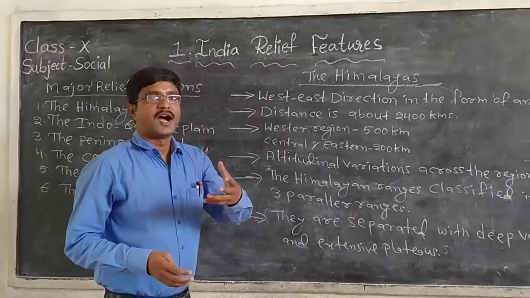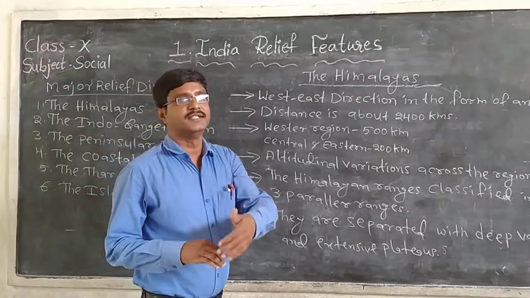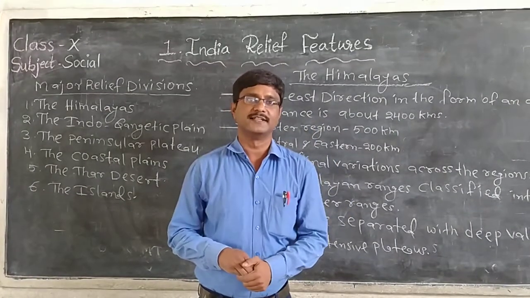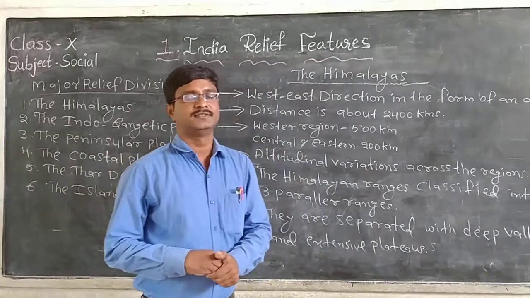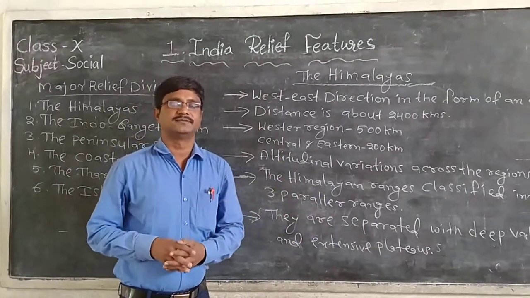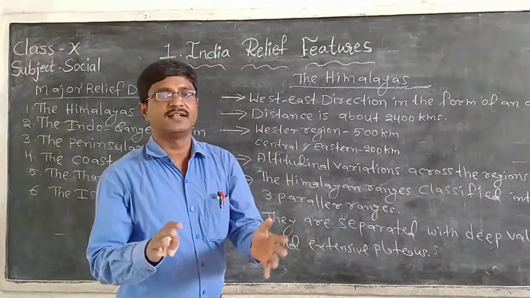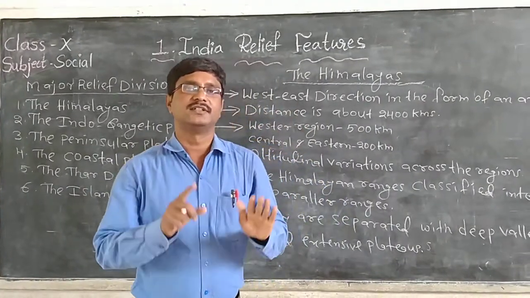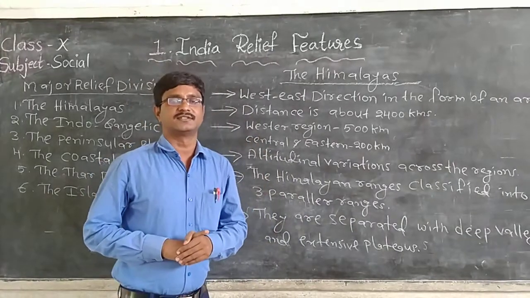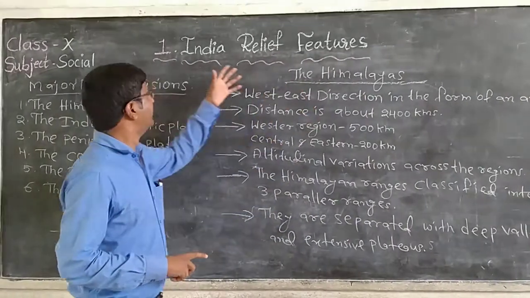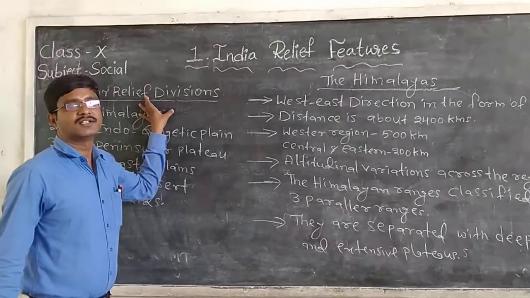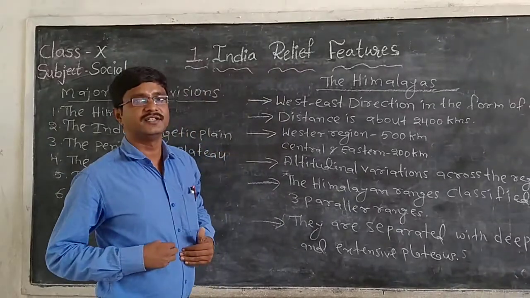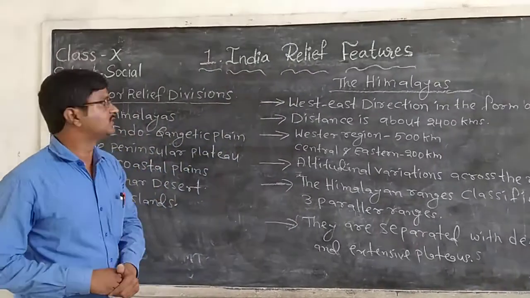Based on the height, in our country there are high and low places. Based on their height, the entire Indian landmass can be divided into 6 relief features. They are called the major relief divisions of our country. So, what are the relief features of our country?